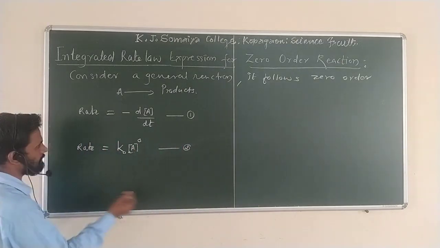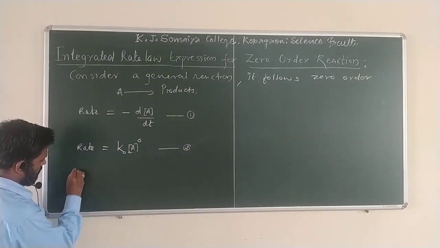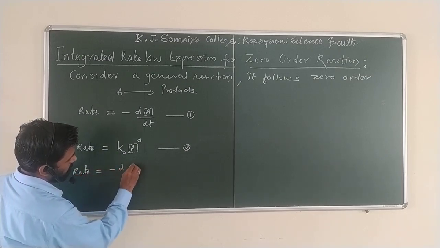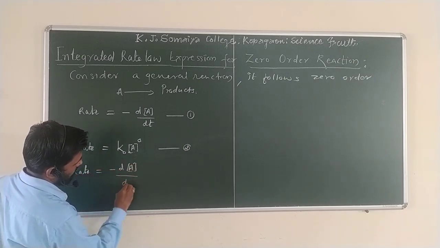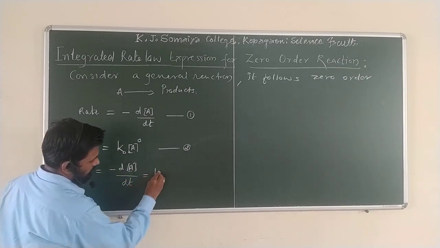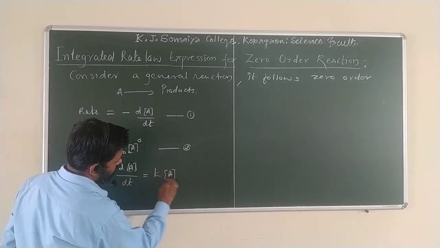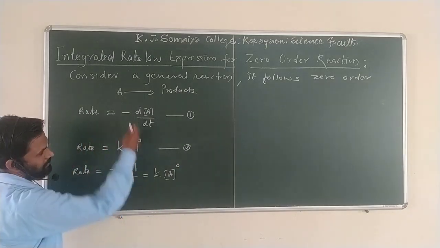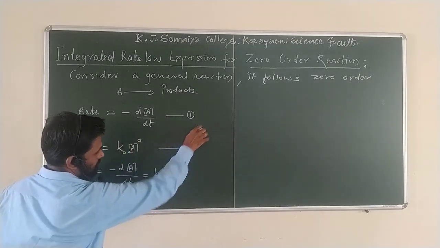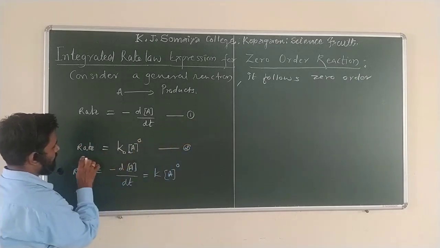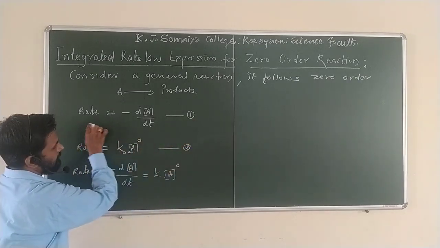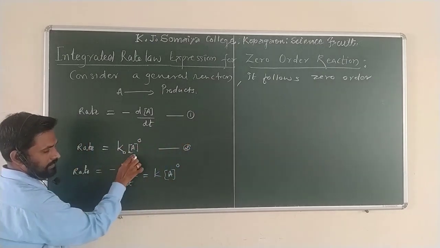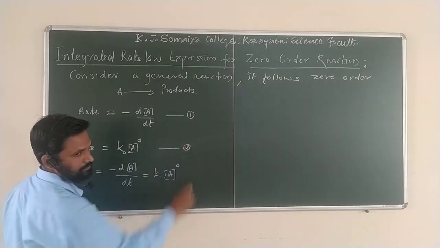In some books, for your convenience I am writing here, it is given as minus dA upon dt is equal to K into concentration of A to the power 0. Both are the same. This is the first equation, write it as equation number 1, and this is equation number 2. Here the rate of reaction is written in differential form, and here the rate is written in the rate law form.